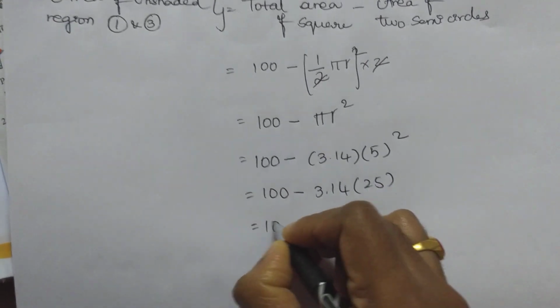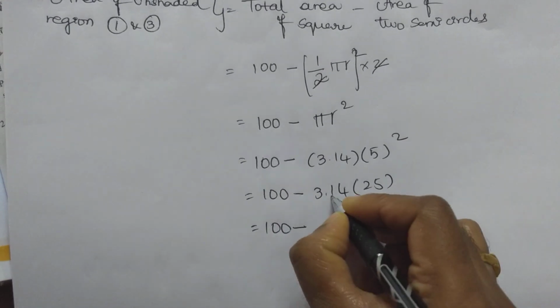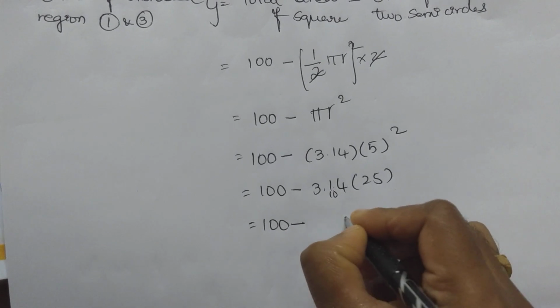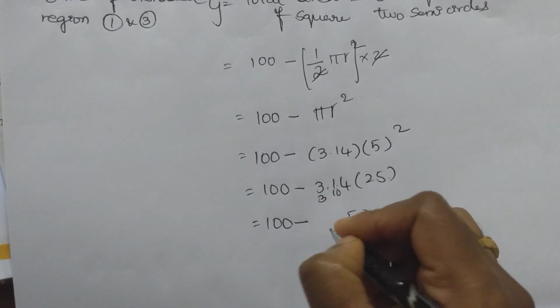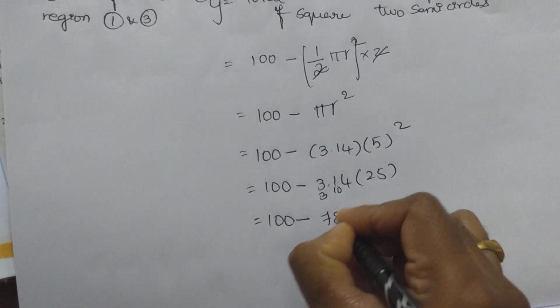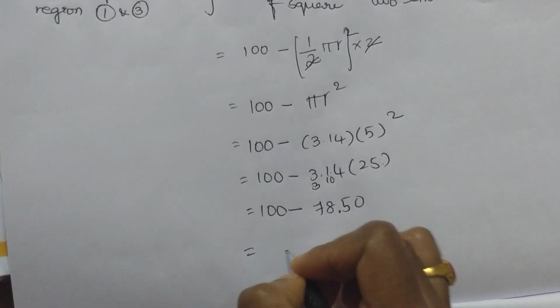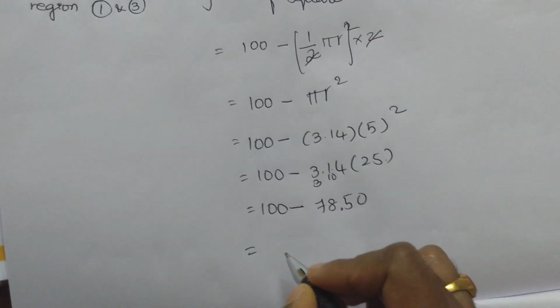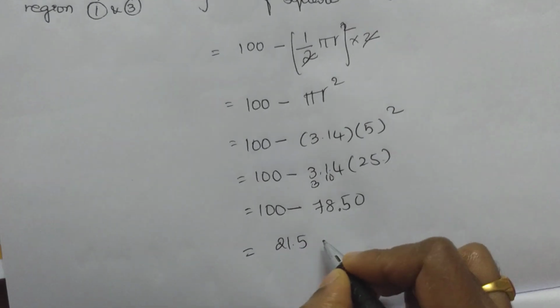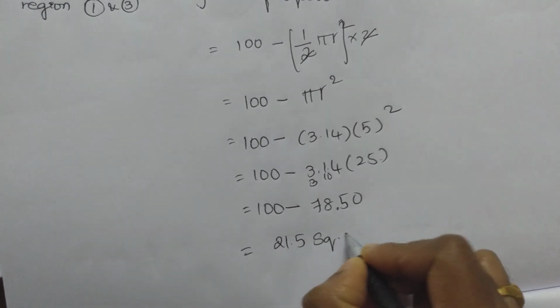That is equals to 100 minus 25 4s, it is 100. 25 1 is 25 plus 10, it is 35. 25 3 is 75 plus 3, it is 78. So 100 minus 78.5, how much it becomes? It is 21.5 square centimeters.